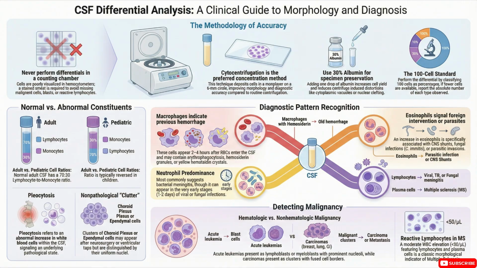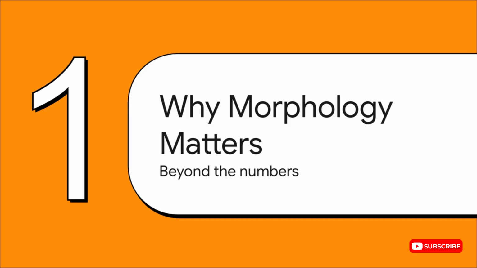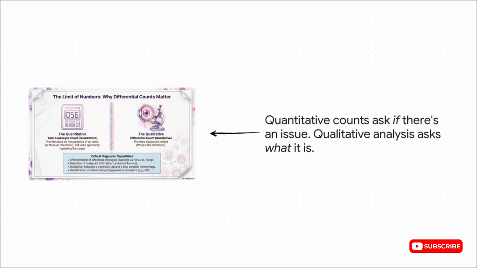Let's jump right in. Okay, let's kick things off with Section 1, Why Morphology Matters. This is all about moving beyond just the raw numbers, to really see the full picture of what's going on inside the central nervous system. Think about it this way. On one hand, you have the quantitative approach. It's like a calculator. It gives you a number. It answers the simple question, is there an issue? But that's it. It's not very specific.